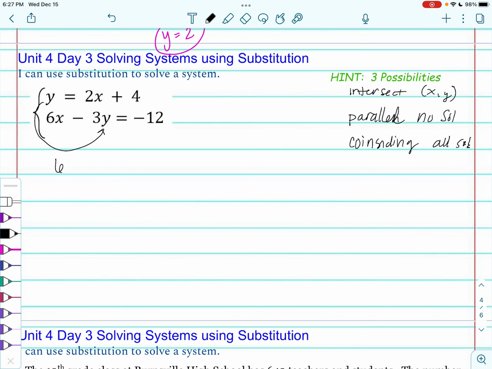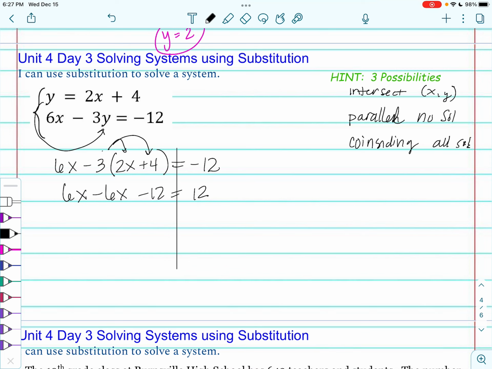I'm going to go 6x minus 3. For y, I have 2x plus 4 equals negative 12. Okay, I've got all x's now. I'm going to distribute. So I have 6x minus 6x minus 12 equals 12. These are on the same side of my railroad tracks. 6x minus 6x is 0 x's. And in the end, I have this.